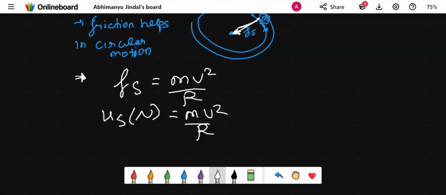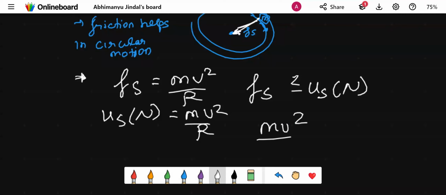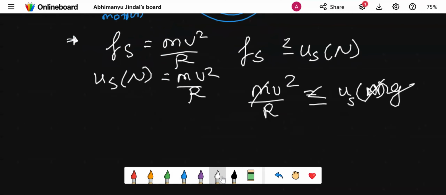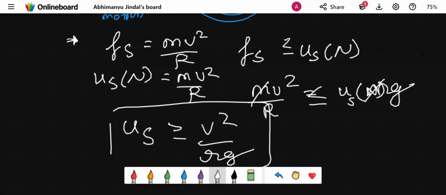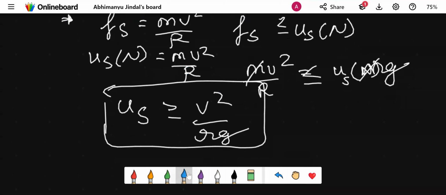So now you guys know that friction has to be less than or equal to mu s n, right? This is the maximum value. So now I can say mv squared by r is less than or equal to mu s times n, which is m into g. So this is gone, and here is an expression for mu: mu has to be greater than or equal to v squared by rg. Keep this in mind. This is an important formula.